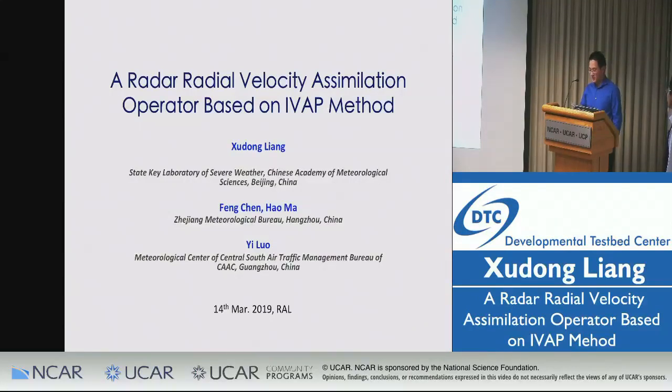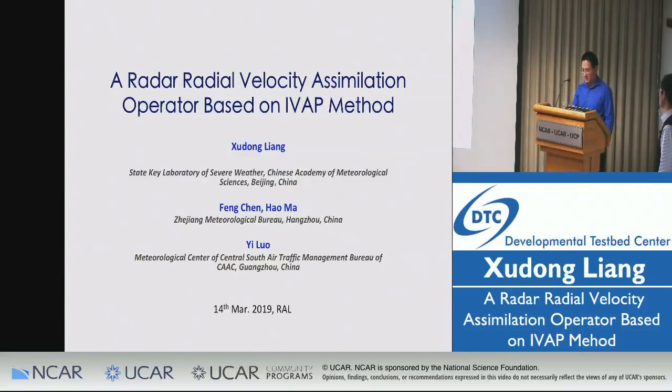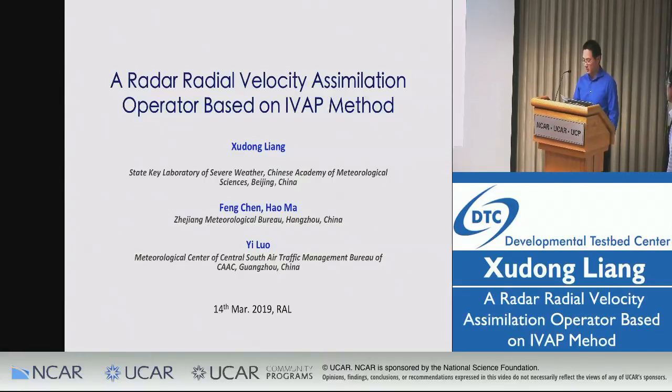Xudong currently works at the Chinese Academy of Meteorological Science and is now the director of the State Key Laboratory of Severe Weather. Xudong got his master's degree in 1997 from Nanjing Institute of Meteorology, focused on 4D-Var technique based on MM4. He got his PhD in 2007 from the Institute of Atmospheric Physics at the Chinese Academy of Science, focused on model-constrained 3D-Var and its application to tropical cyclones.